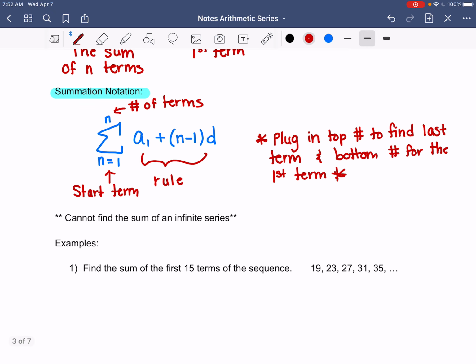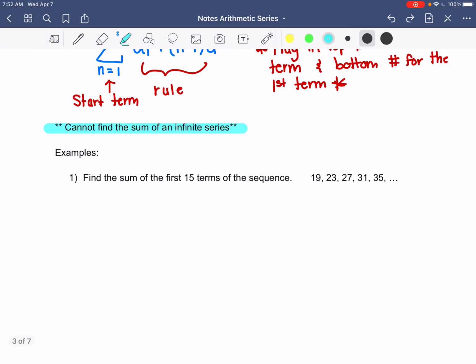All right, so here's something to write down. You cannot find the sum of an infinite series, so you can't have an infinity sign on top. It has to be a set number. If it says infinity, then we just say it cannot be determined, or it's infinity, because if you just keep adding numbers together forever, it's just going to get closer to infinity. All right, let's do some examples.